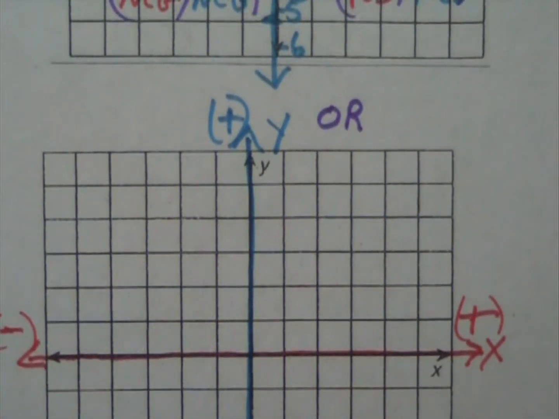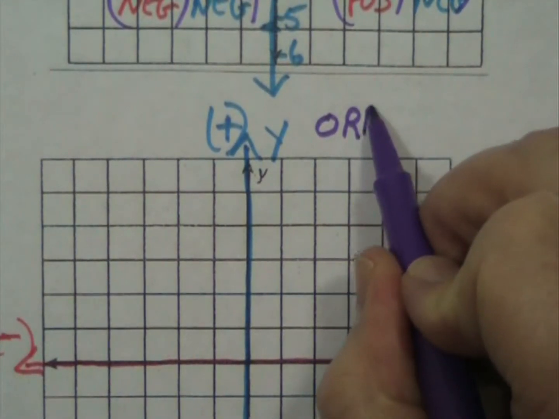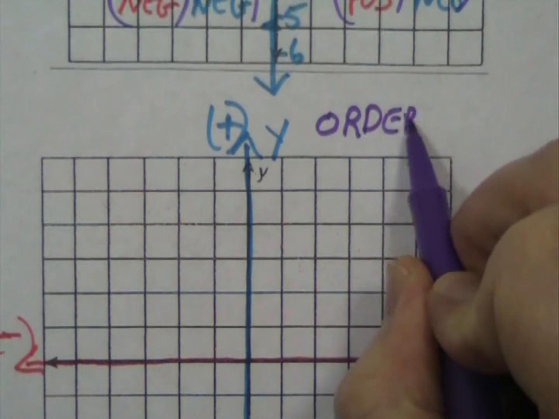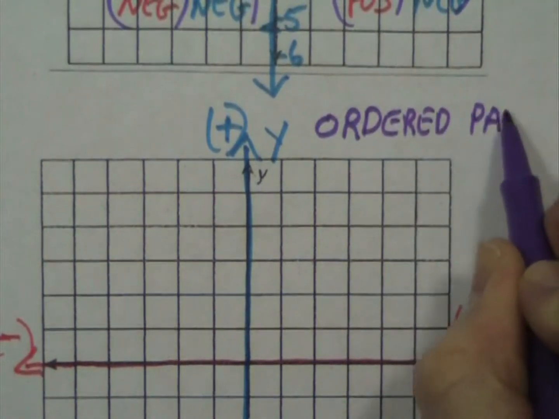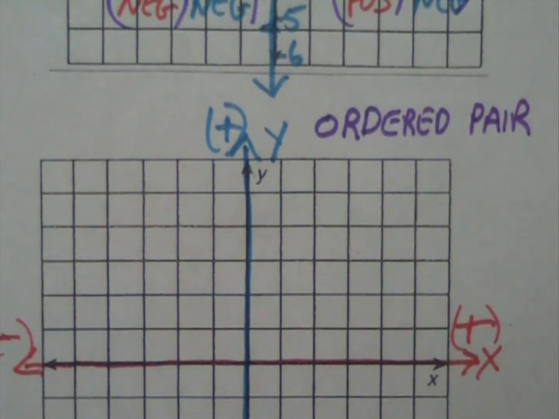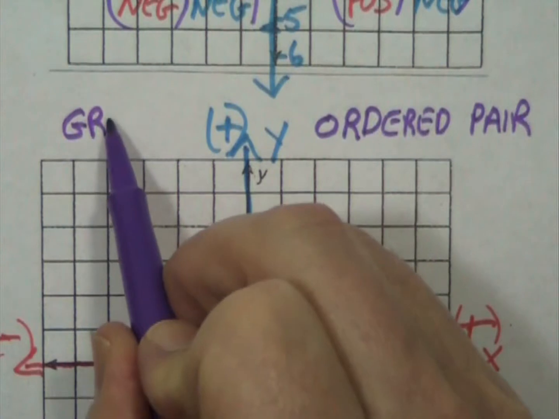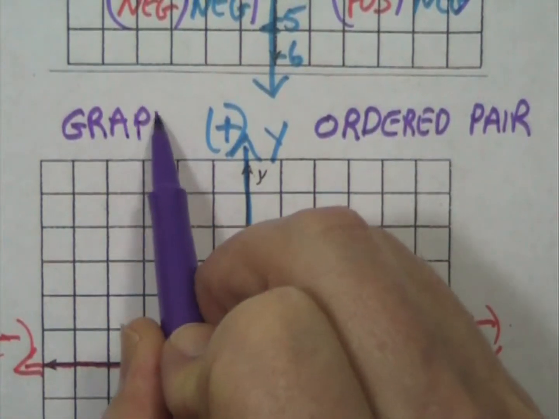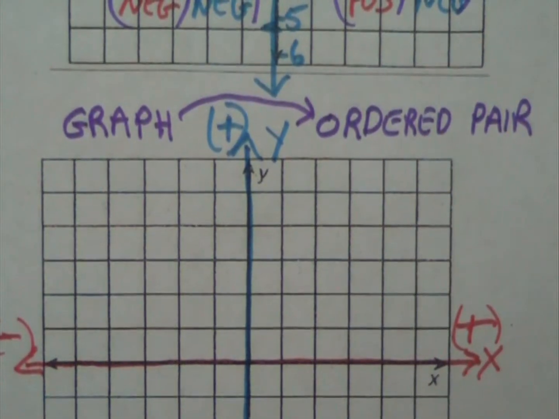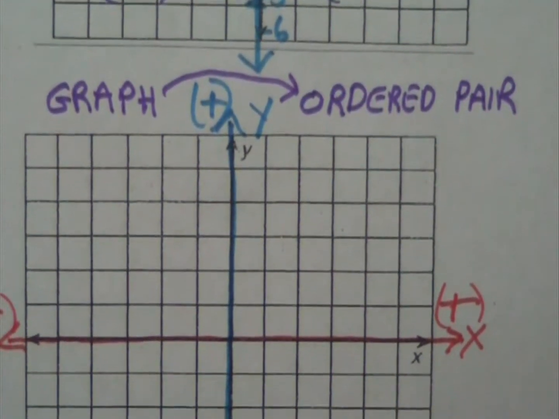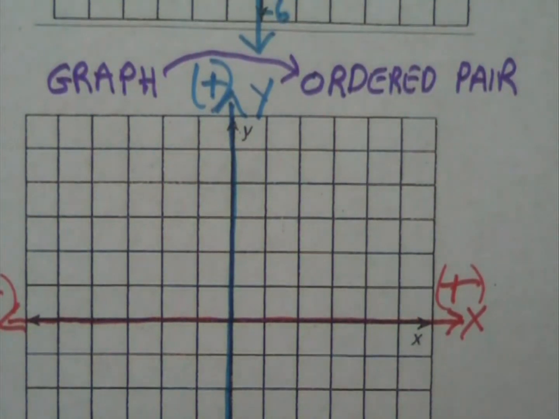Okay, there's a term that you need to know, and it's called ordered pair. Ordered pair. And what we're going to do is graph ordered pairs. That's what we're going to do right now. We're going to graph ordered pairs. And so what is an ordered pair?